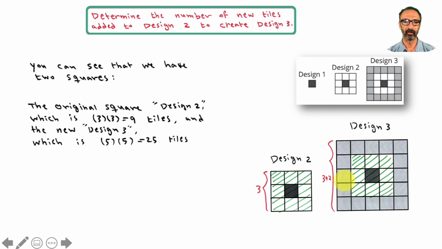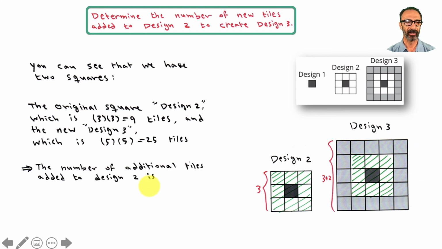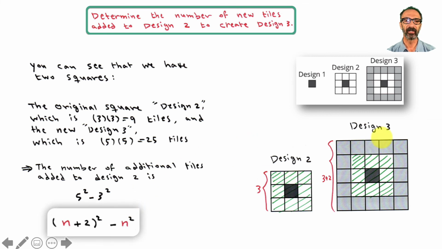So how can I find the gray ones? Well, I could just subtract. The number of additional tiles added to design 2 is 25, take away the inside part, which is 9, and that should do it. But referring to the number 3 for design 3, this is a 3 plus 2, so that's going to be called n plus 2 for me, and this will be called n by n. So yeah, 5 is looked at as n plus 2, and 3 will be looked at as n, and that should do it.